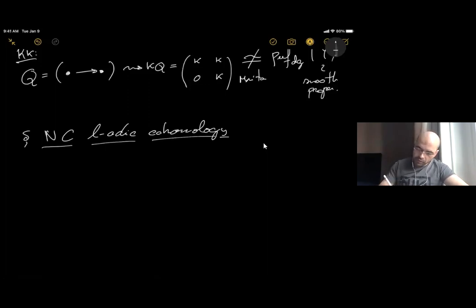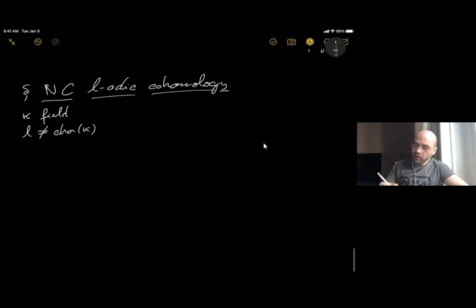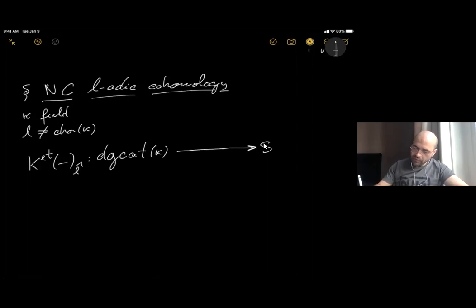And it goes as follows. You are working over a field, and suppose that you have a prime number L different from the characteristic of the field. You make that choice. Then you can consider something called the L-adic étale K theory. So this is defined on all DG categories over that base, and it takes values in spectra.